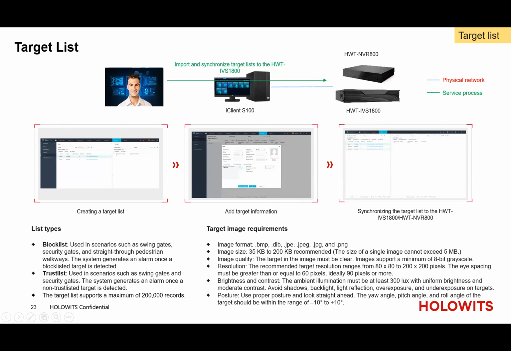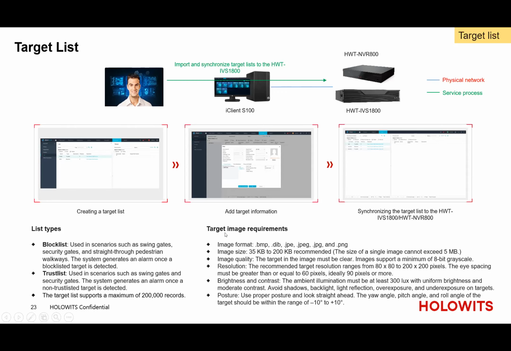so that we can configure the task of target recognition on the S100. When the cameras detect a person, it will compare it with the target list and generate alerts such as allow list, block list, and stranger. This can help you to build a security system in the campus. This can be done easily with the S100.